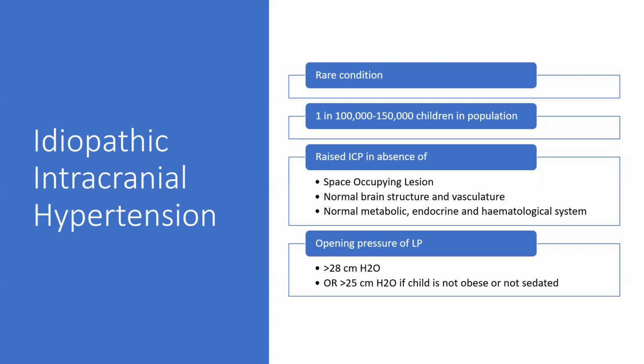They must have normal brain structure and vasculature, and normal metabolic, endocrine, and hematological systems. That's where the blood tests are useful, so you exclude the other causes. And the opening pressure of the lumbar puncture must be above 28 centimeters of water, or more than 25 centimeters of water if the child is not obese or not sedated.